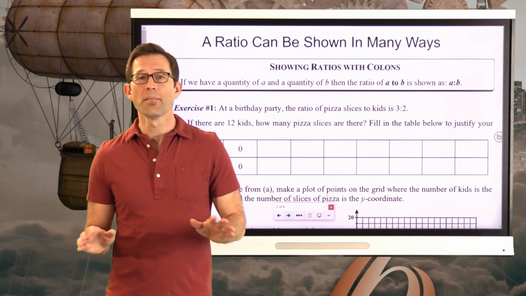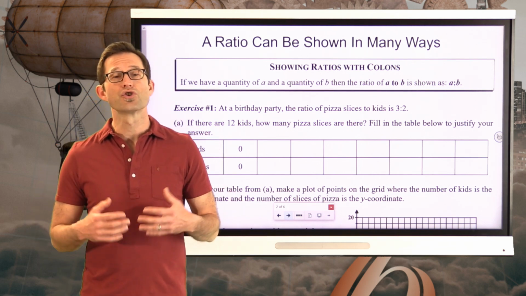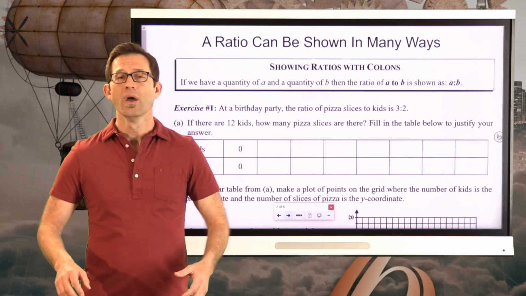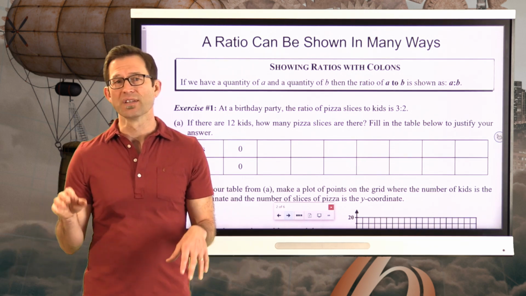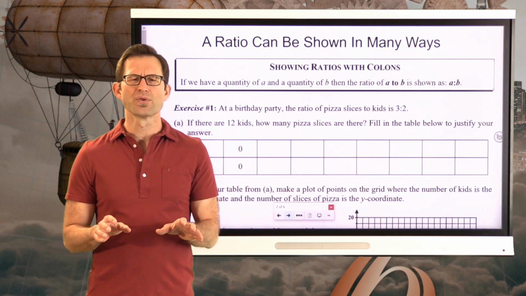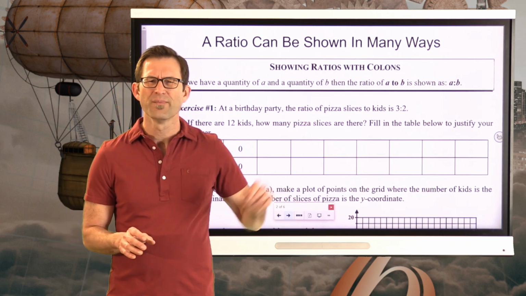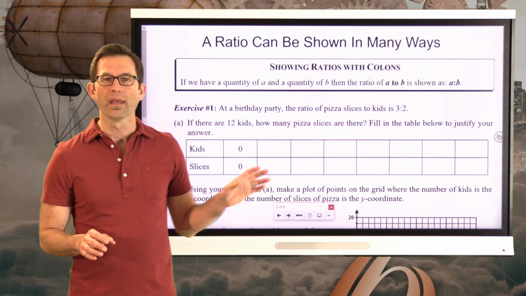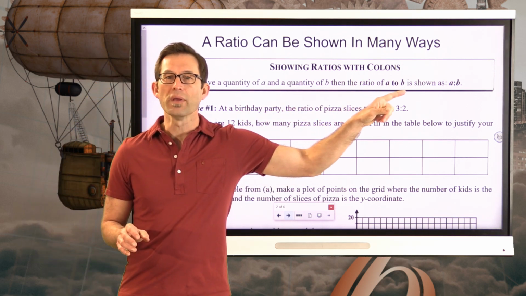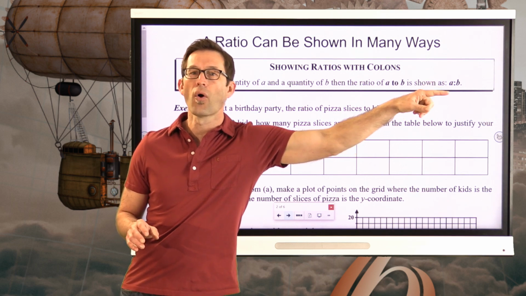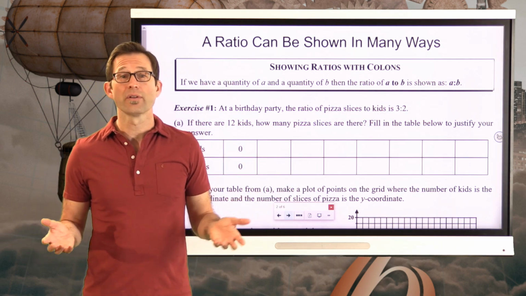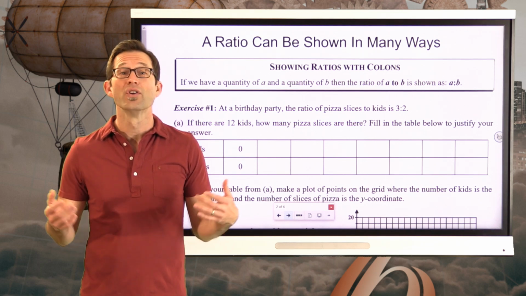Ratios can be shown in many, many different ways, and one of the ways that they're shown in math, because mathematicians are inherently lazy people, we want to shortcut everything by using symbols and crazy stuff like that. So let's talk about how ratios are sometimes shown with colons. If we have a quantity of A and a quantity of B, then the ratio of A to B is often shown as just A colon B. The colon literally just takes the place of the word to.